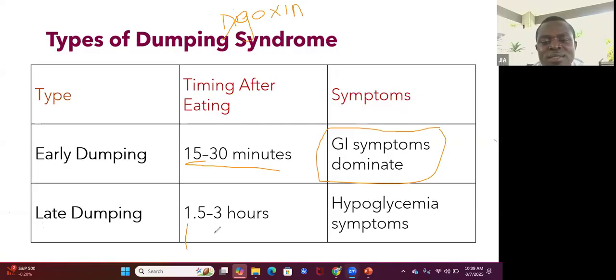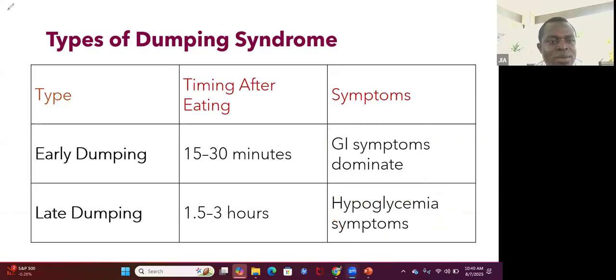Then with the late ones, it occurs from 1 to 3 hours, and you see mostly the hypoglycemia symptoms. So that is just to inform you about the types and points to suspect symptoms and signs. Okay. Can we carry on?